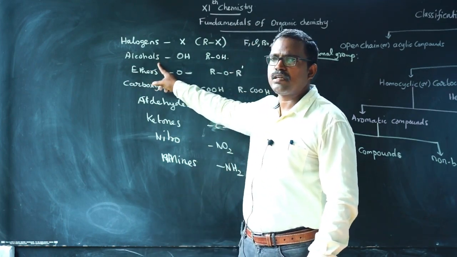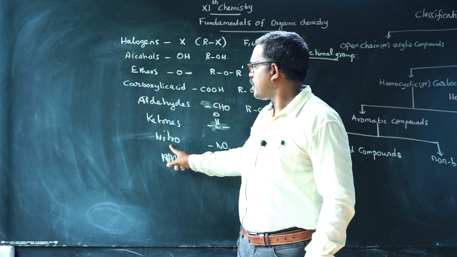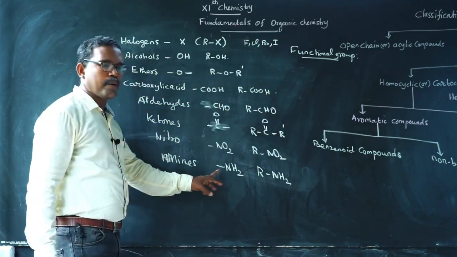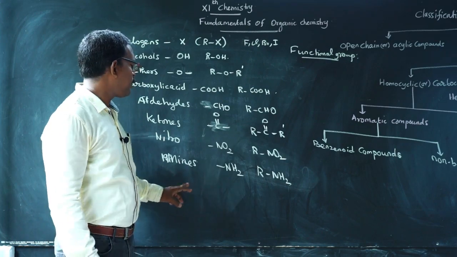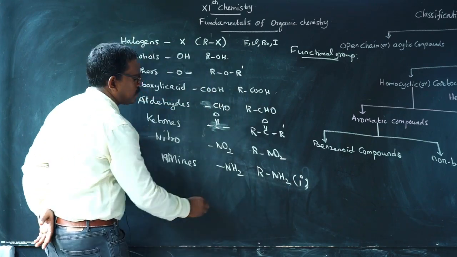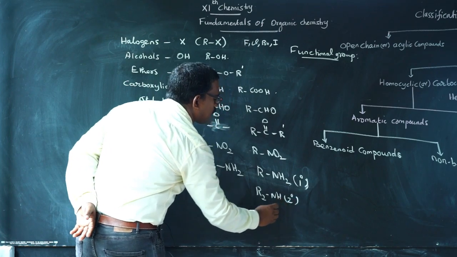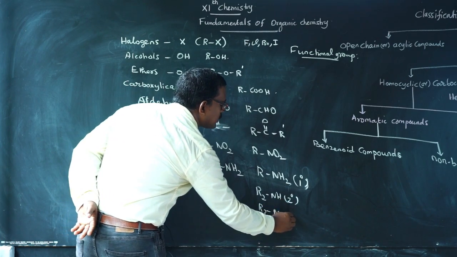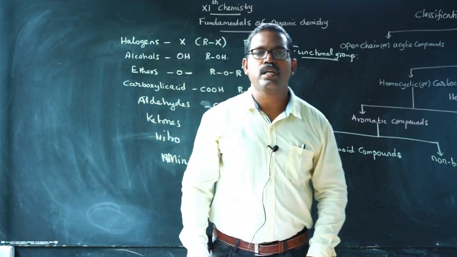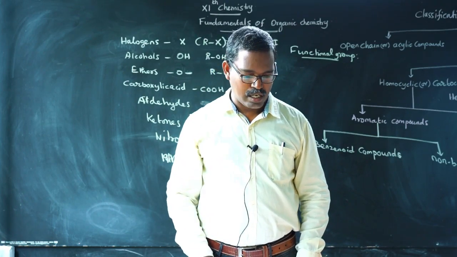Halogens, alcohols, ethers, carboxylic acids, aldehydes, ketones, nitro compounds and amino compounds. The amino compounds are primary amine, secondary amine and tertiary amine. RNH2 is the primary amino compound, R2NH is a secondary amino compound, and R3N is a tertiary amino compound. So these are some simple and important functional groups we are studying in these classes.